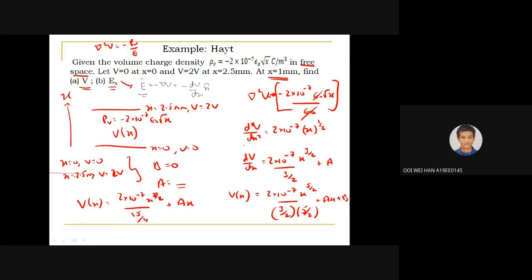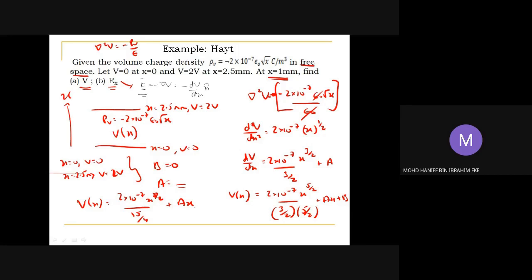Doctor, for the Laplacian of V, so the negative can be ignored, right? The negative sign. Where's the negative sign then? Negative 2 times 10 power of negative 7. Because we have a negative sign here, negative rho V over epsilon. Rho V is negative, right? So negative is positive. Oh, okay. Thanks. Welcome. Okay then.